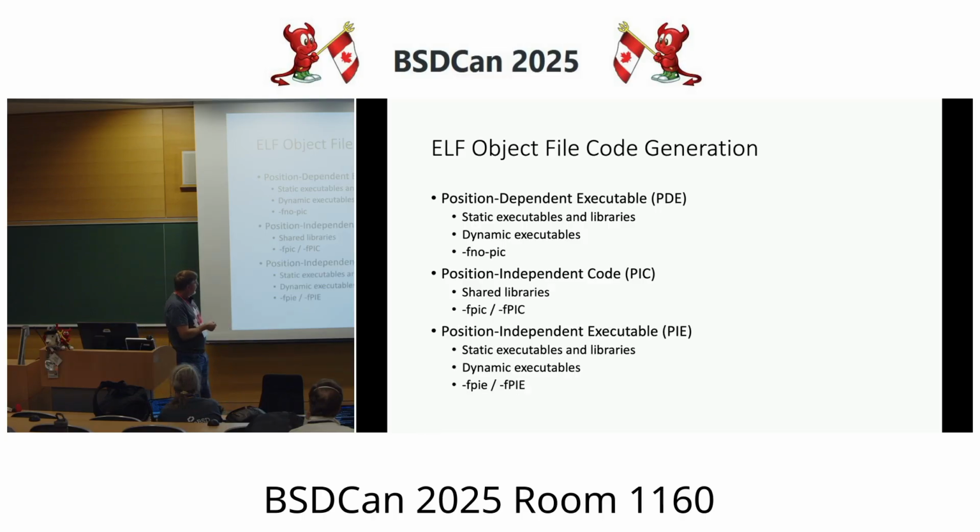And then lastly, a more recently introduced mode is something called position-independent executable, or PIE. That can also, just like PDEs, be used both for executables, static and dynamic, and for static libraries. And the command line flag for it is very similar to PIC. It's just -fpie.